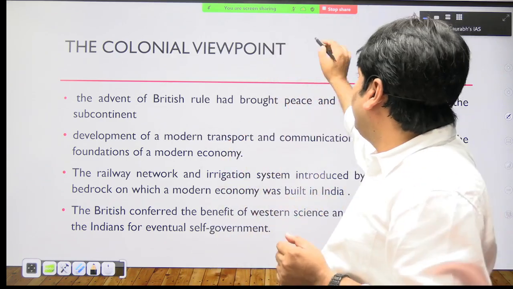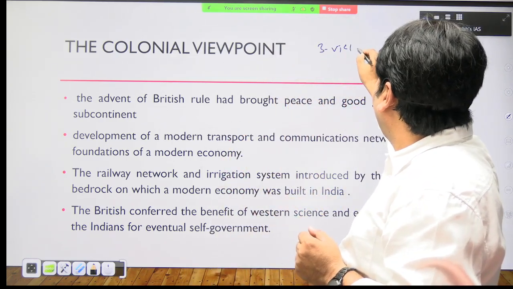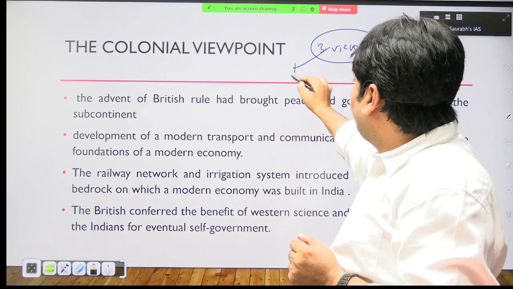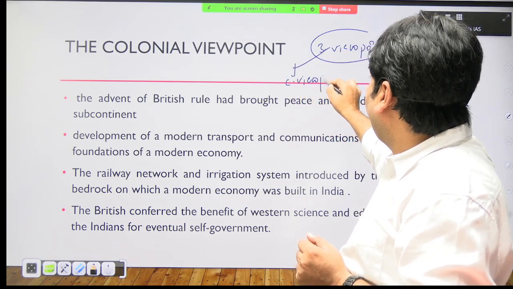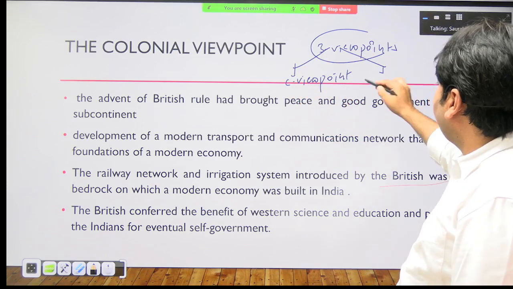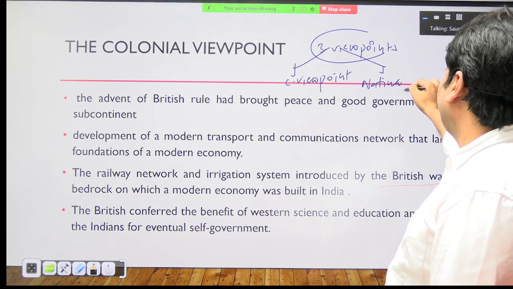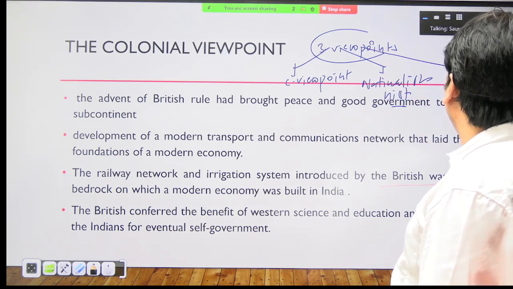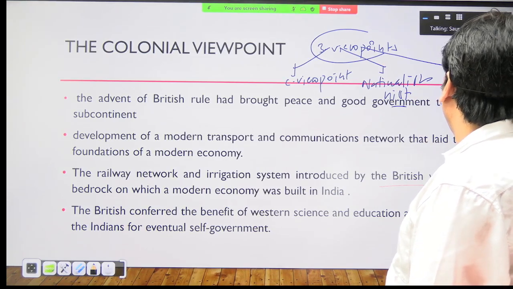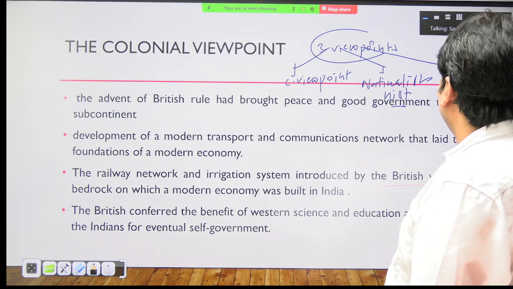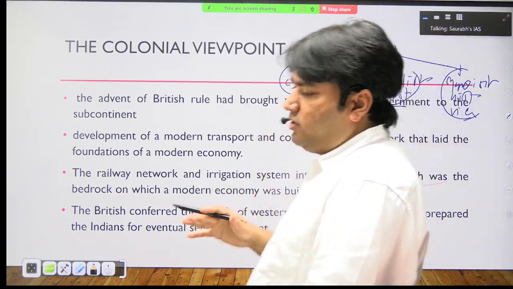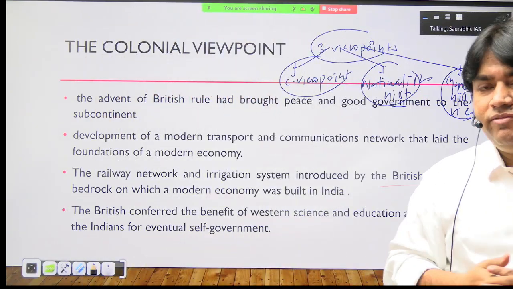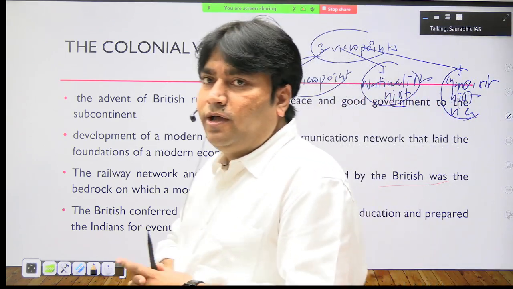Now the colonial viewpoint. So there are three viewpoints here, and on the basis of these viewpoints I will discuss this entire chapter. One viewpoint is the colonial viewpoint, right? The second viewpoint is the nationalist historians' viewpoint, and the third viewpoint is the Marxist historians' viewpoint, right? So we'll discuss this chapter with these three perspectives. Okay, these three perspectives will be reflected in the discussion of this topic.